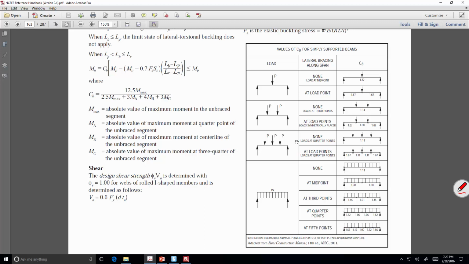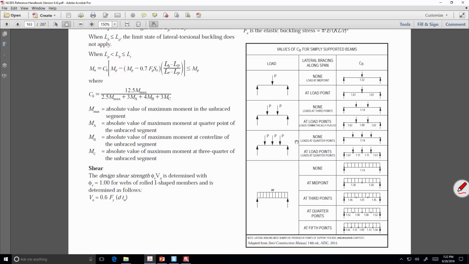Now, what we're dealing with is this one up top, where all we have are braces at the end. See these little X's right there? That's if you had a brace framing into it. Okay. Bless you. All right? And for that case, CB is 1.14. Now, we're using a CB of 1, but that's neither here nor there. Any questions?